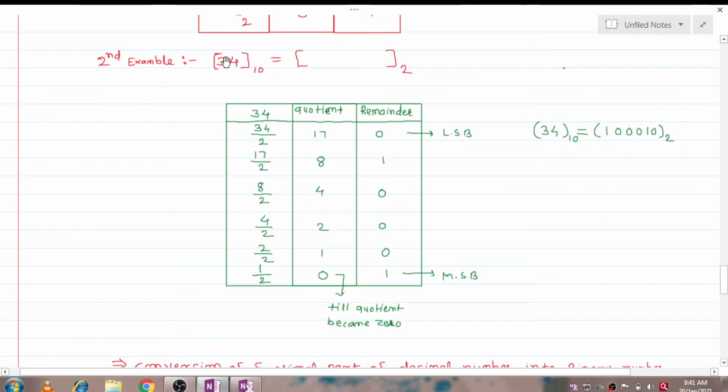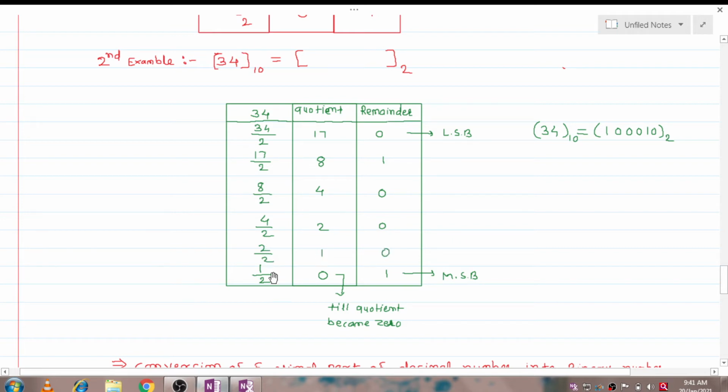Now example two: 34 is the decimal number, and we want to convert it into a binary number. Here is the quotient column and this is the remainder column. The given number is 34. 34 divided by 2 is 17, remainder 0. 17 divided by 2 is 8, since 2 eights are 16, so 1 remains and the remainder is 1. 8 divided by 2 is 4, remainder 0. 4 divided by 2 is 2, remainder 0. 2 divided by 2 is 1, remainder 0.